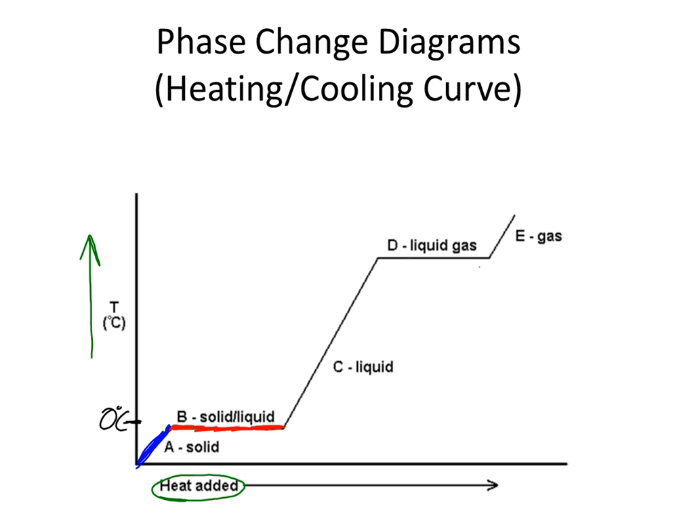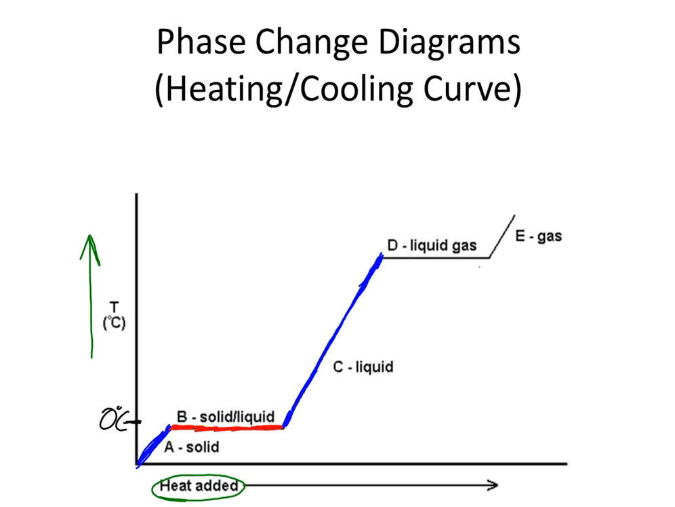When I go back up my line and I'm noticing a temperature increase again, that must mean I am not undergoing a phase change because my temperature is changing. So this section, the new blue line, is where we're heating up water. As I am adding heat, my temperature is going up, so my temperature is not going to remain constant because I'm not undergoing a phase change.